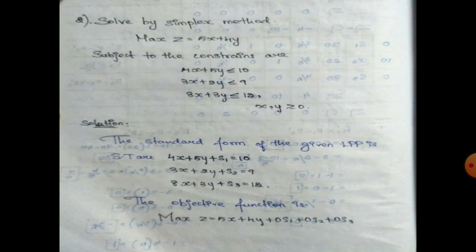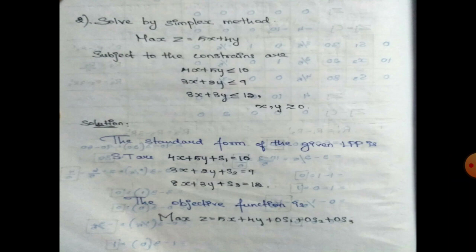Here the variables are represented by x and y. It may be x1, x2, x3, otherwise x, y, z. So first we have to check whether the given problem is maximization type and the given constraints are in the form of less than or equal to. So that these two conditions will be satisfied. Now we have to come to the solution.